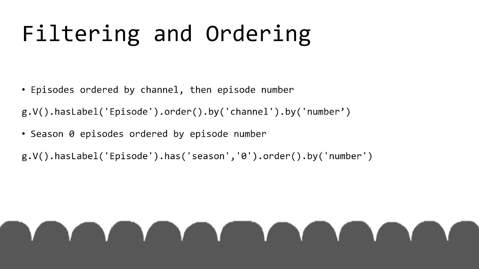Suppose we wanted to see season 0's episodes ordered by episode number. The way I filtered it down is g.v.hasLabel episode has season 0 order by number. So you can have your filtering and then do your ordering. Again, the order matters from left to right.